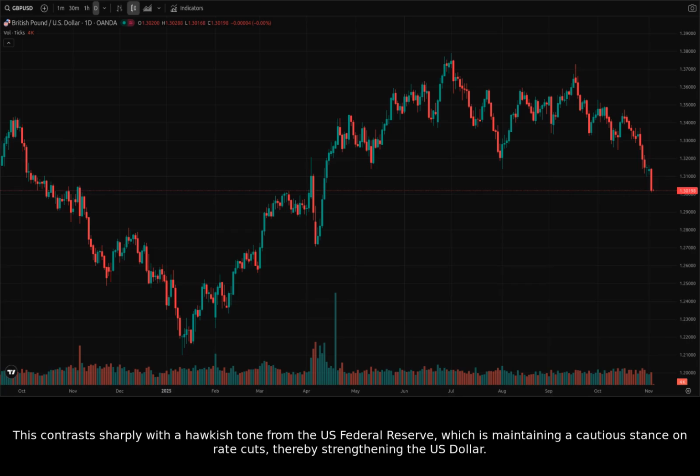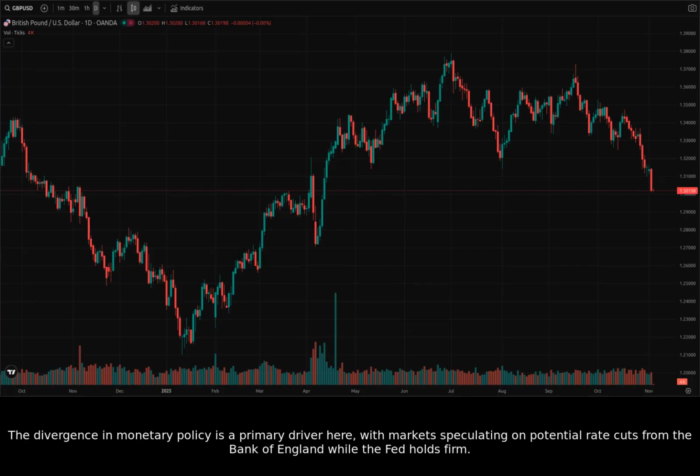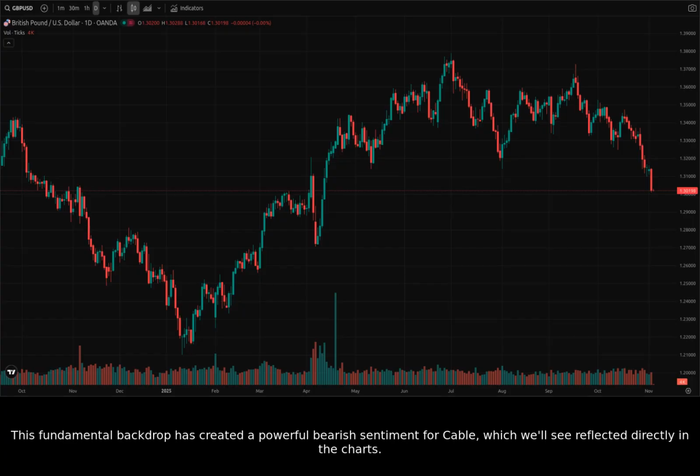This contrasts sharply with a hawkish tone from the US Federal Reserve, which is maintaining a cautious stance on rate cuts, thereby strengthening the US dollar. The divergence in monetary policy is a primary driver here, with markets speculating on potential rate cuts from the Bank of England while the Fed holds firm. This fundamental backdrop has created a powerful bearish sentiment for cable, which we'll see reflected directly in the charts.